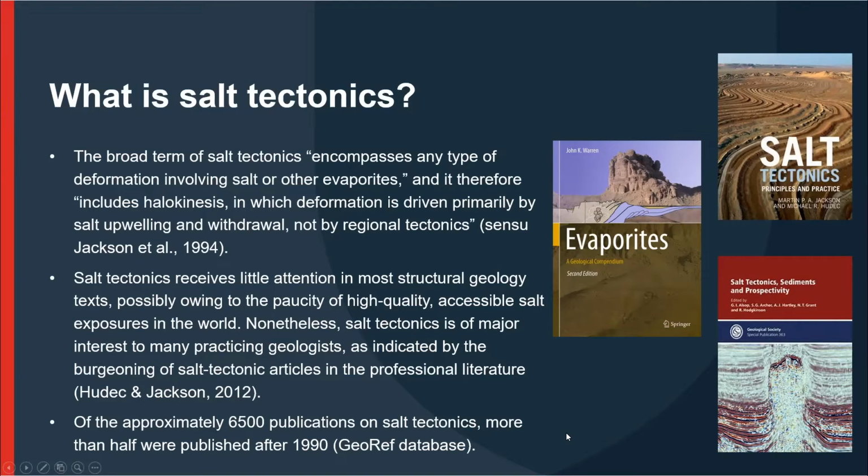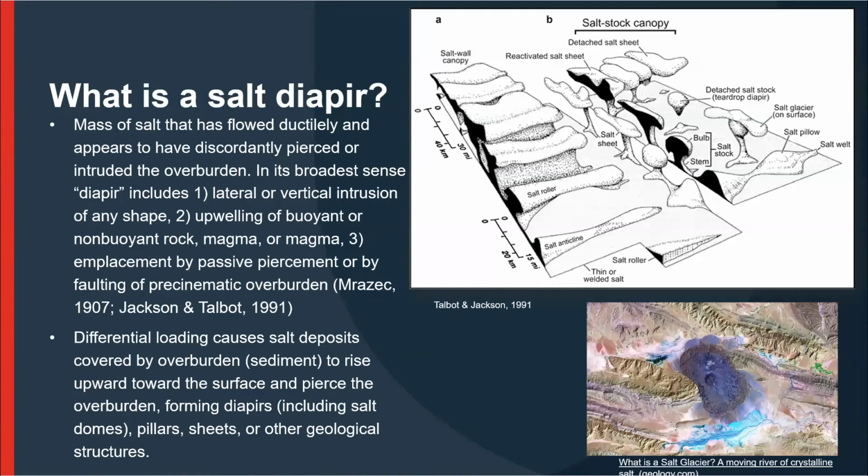But broadly, salt tectonics encompasses any type of deformation involving salt or other types of evaporites. The term that we use is halokinesis, and it's primarily driven by salt that upwells and then withdraws in other places, not necessarily by regional tectonics, but it can be enhanced by regional tectonics. And when you start talking to experts, they'll sit up here and probably argue for half an hour over that definition. So I'm not going to get into that, but just know that it's a whole other integrated discipline within earth science. So now we'll be moving on to what is a salt diapir.